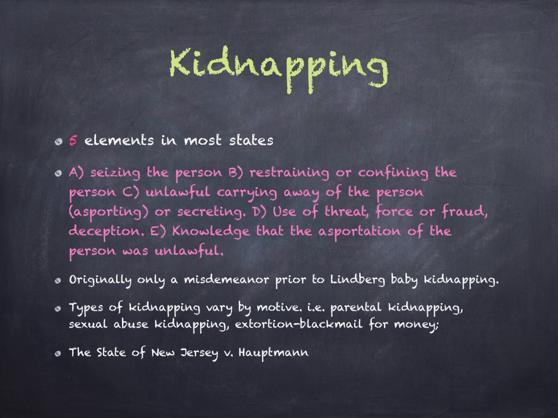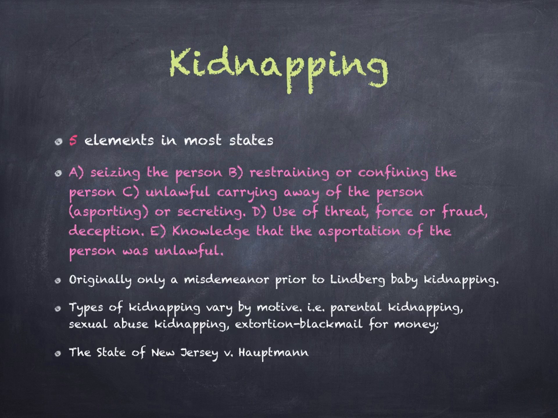Now, kidnapping. There are five elements to kidnapping in most states. First would be seizing the person. Second would be restraining or confining the person. Third would be unlawful carrying away of the person, otherwise known as asportation or secreting. Fourth would be the use of threat, force, fraud, or deception. And fifth would be knowledge by the perpetrator that the carrying away of the person was unlawful.